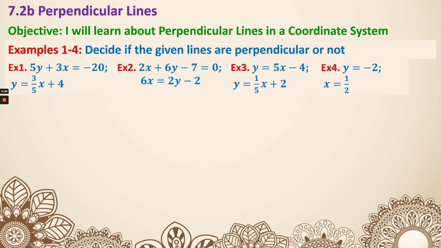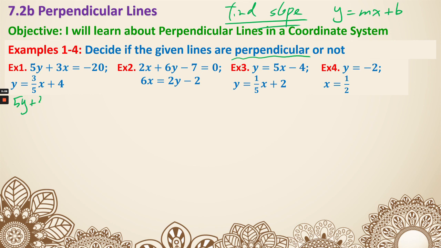Example 1. Whenever we're trying to decide on perpendicular or parallel, we're always going to need to find the slope. And again, to find the slope, that means we need slope-intercept form. y equals mx plus b. The second line is already in slope-intercept form, but the first is not. I'm going to rewrite that first line.